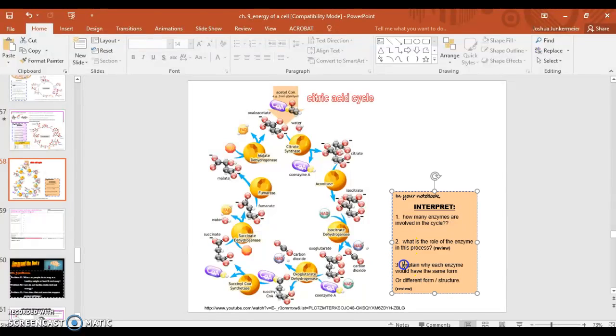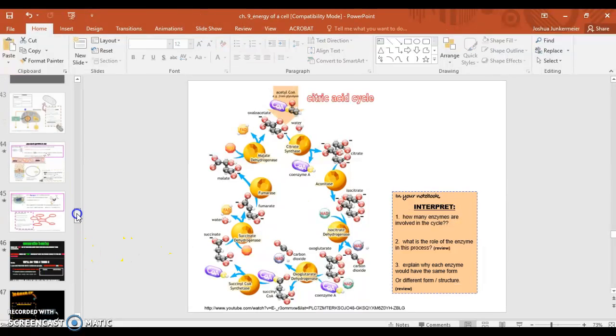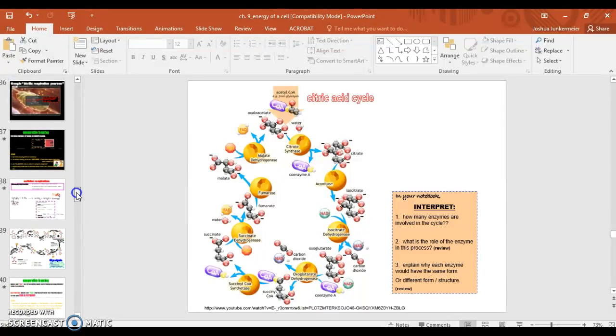The third one is, explain why each enzyme would have the same form or a different form. Now, each one of these, I said, is unique. Why? Unique means differences. Why might they have different forms? So that's a question to consider. What I want to do is show you one past slide to help you think this through a little. So we have a past slide that shows an enzyme.